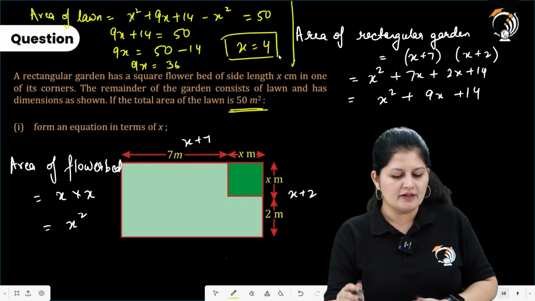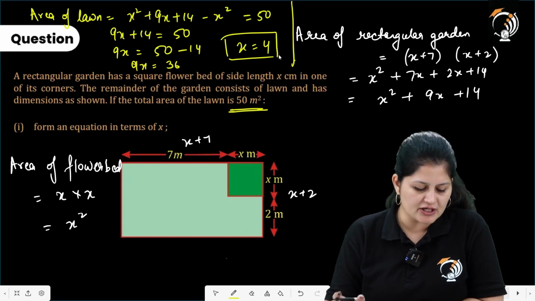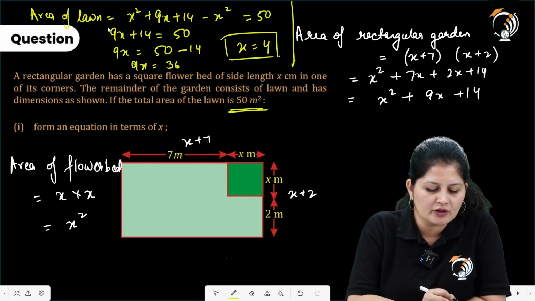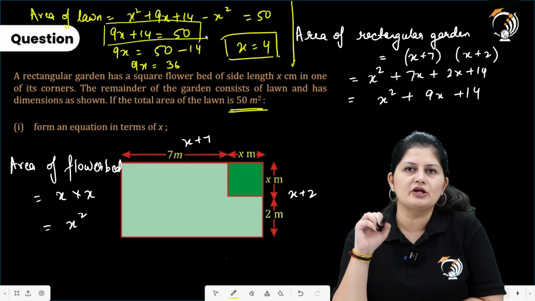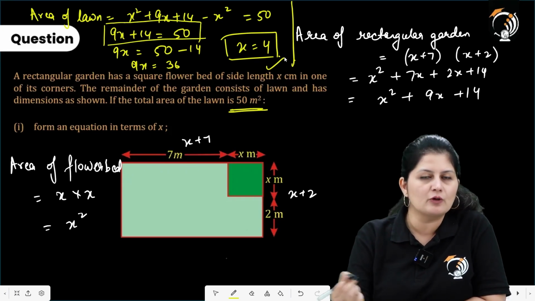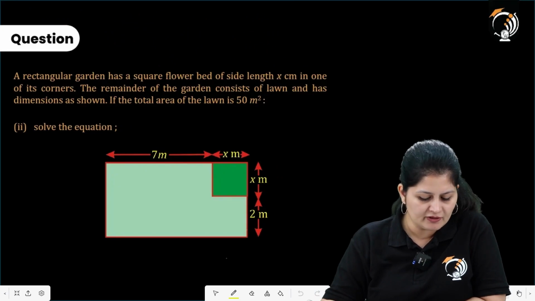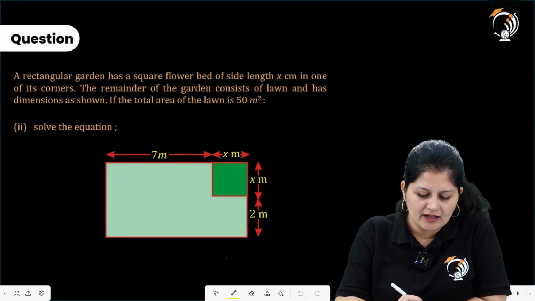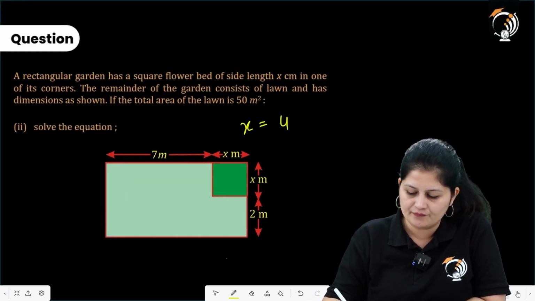Correct? So form an equation in terms of x. If we need to just form the equation of the total area, the equation for the total area is going to be 9x plus 14 equal to 50, right? If we need to get the value of x, it is going to be equal to 4. Further, if I talk about solve the equation, we have already solved the equation here and we are getting x is equal to 4.